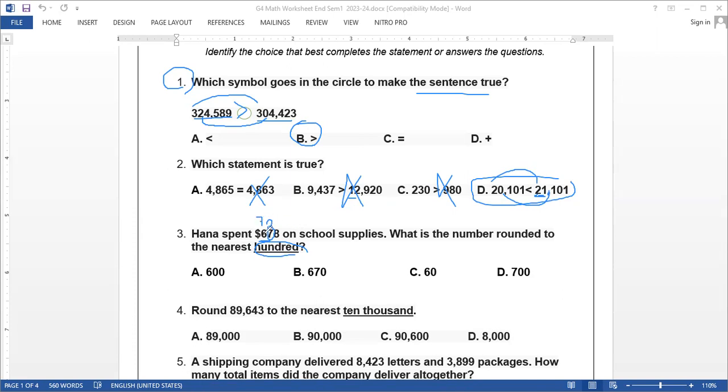Or we can think about this question in a different way. 600, because we are rounding to the hundreds, 678 is closer to 600, or 700 is closer to 700. So the answer is D. Round 89,643 to the nearest 10,000.